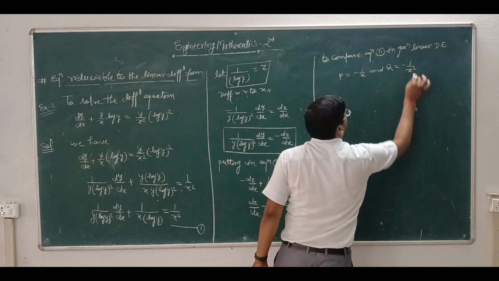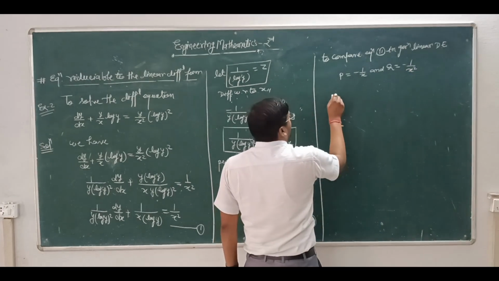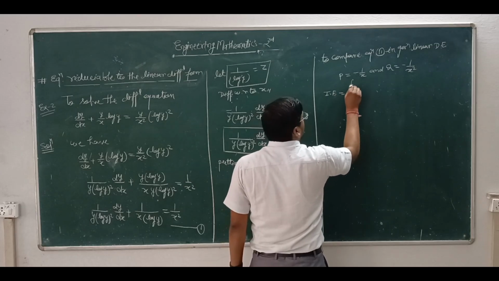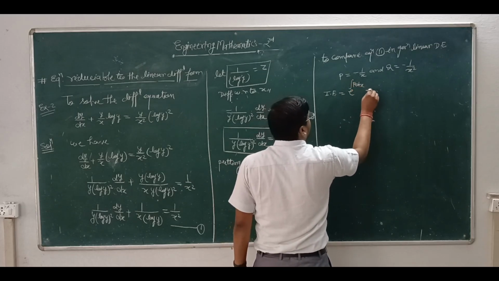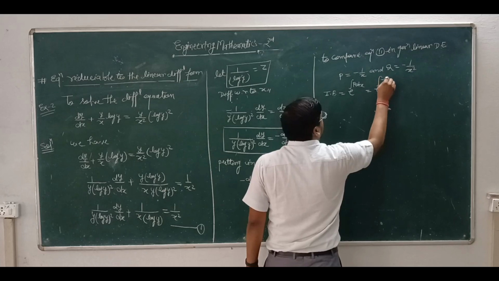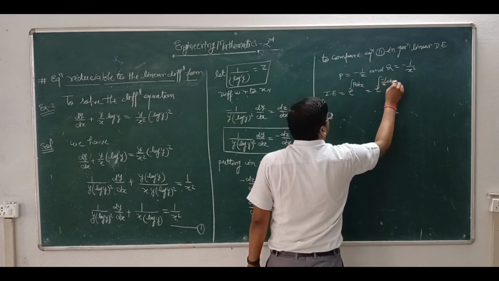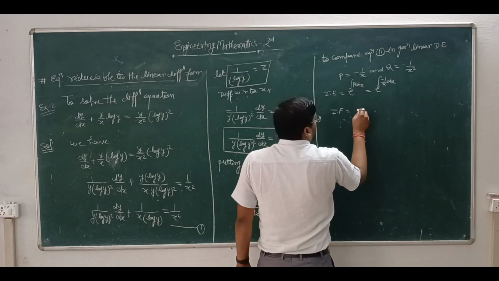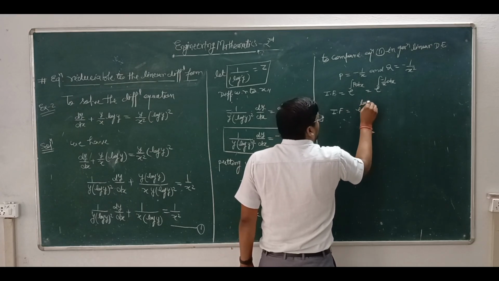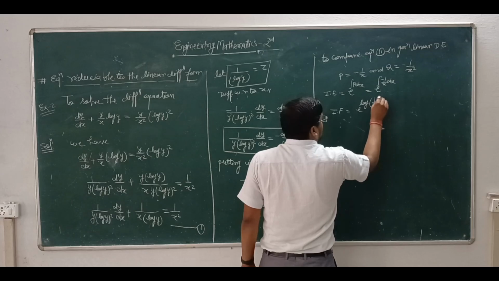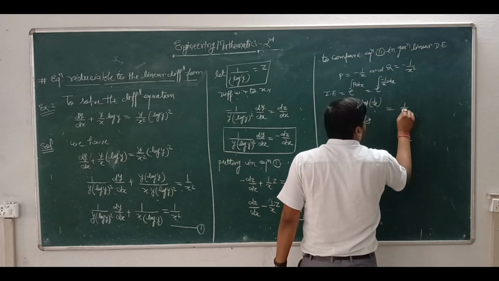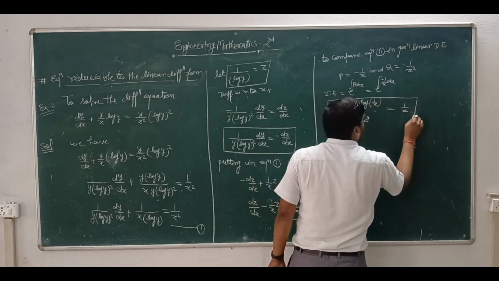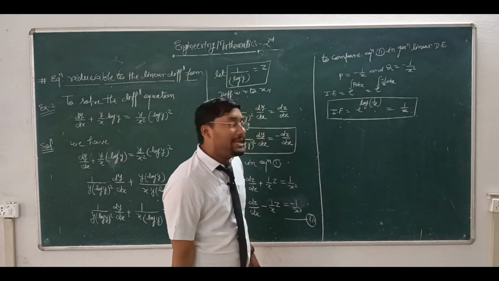Now you can find the IF, integrating factor. This means e to the power integral of P dx. Now you can write e to the power integral of -1/x dx. Now you can find IF = e to the power log(1/x), so IF is equal to 1/x.